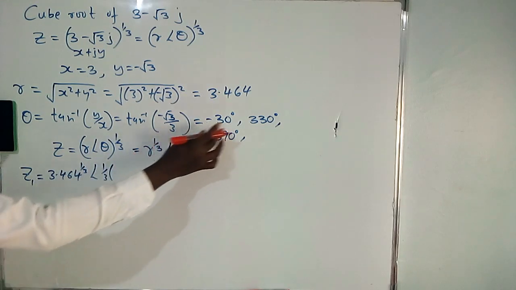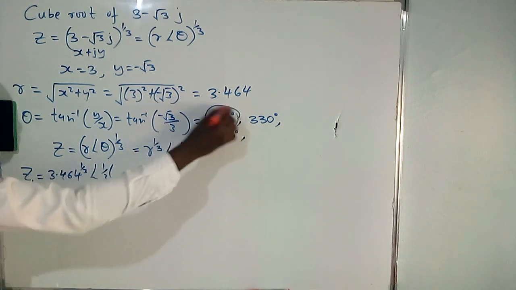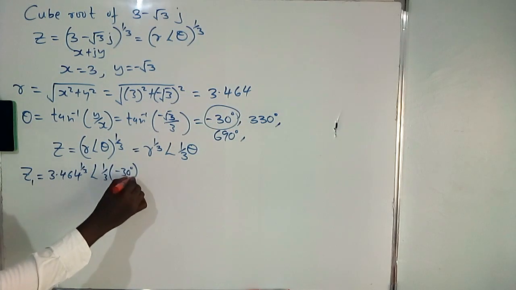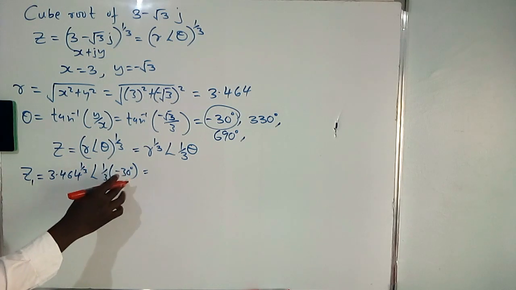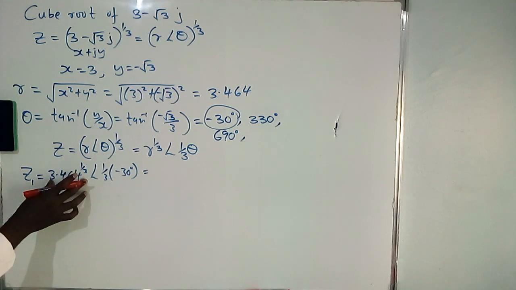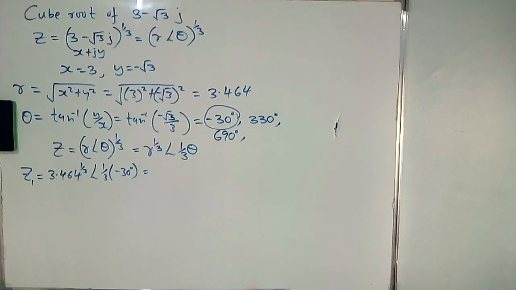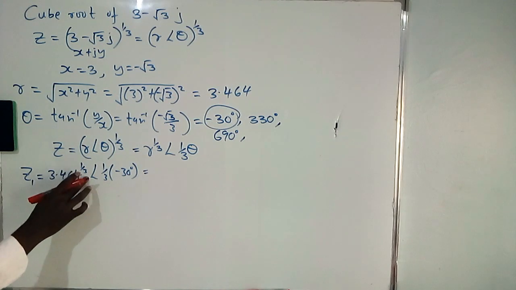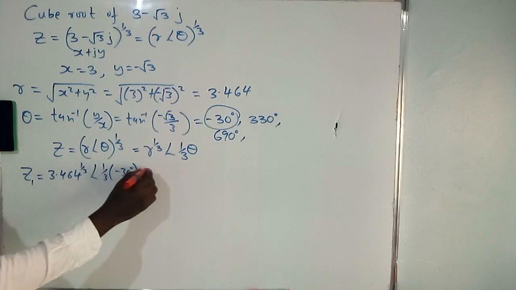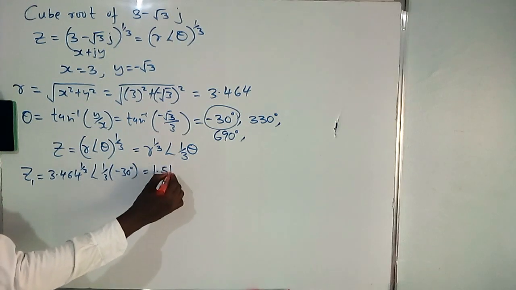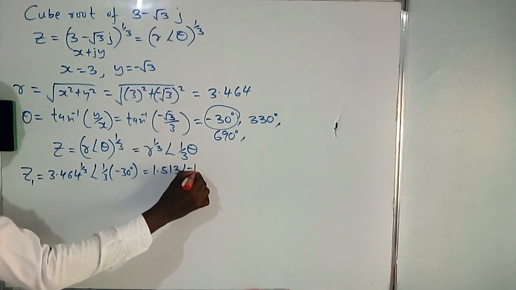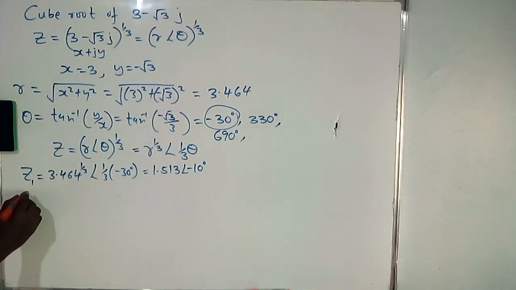Take the first theta, a third of negative 30. A third of negative 30? Negative 10 degrees. So can you now get this r raised to power third so that you work with a known value on the spot? So 3.464 raised to power third is 1.513. So r raised to power third is 1.513. You found the first solution, isn't it?